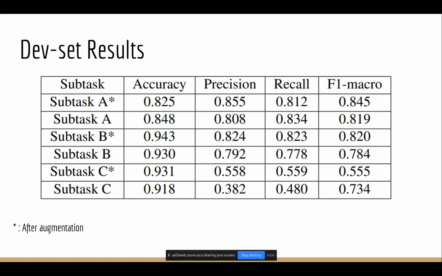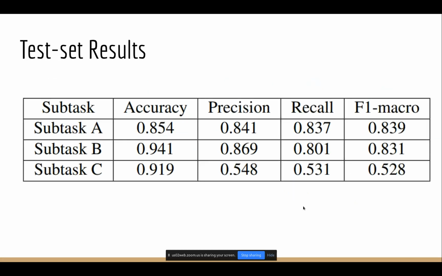These are our results on the dev set. As we can clearly see, the augmentation did pretty well on subtask A and subtask B, but it made subtask C drop, which is actually better because in the previous results, the model was overfitting on the easier classes and it couldn't actually generalize well. And as we can see from our results on the test set, we pretty much had the same scores that we had on our initial dev set, which is a good sign that the model generalized pretty well.